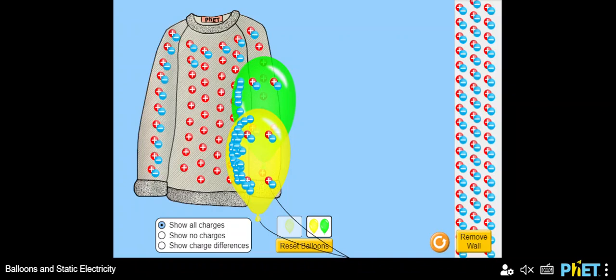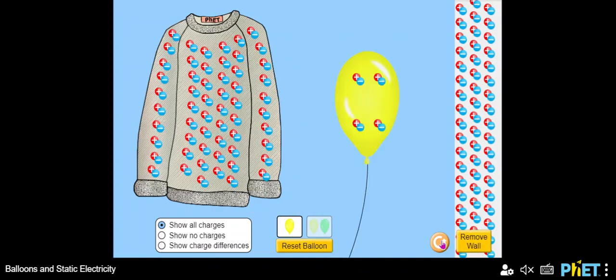Now I'm using a PhET simulation to demonstrate this to you. Okay, so I'm going to reset this. Electrostatics is static electricity. We talked about protons, we talked about electrons.